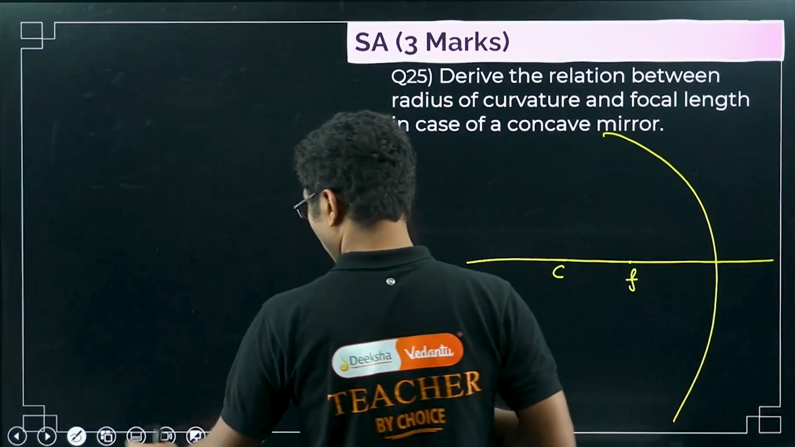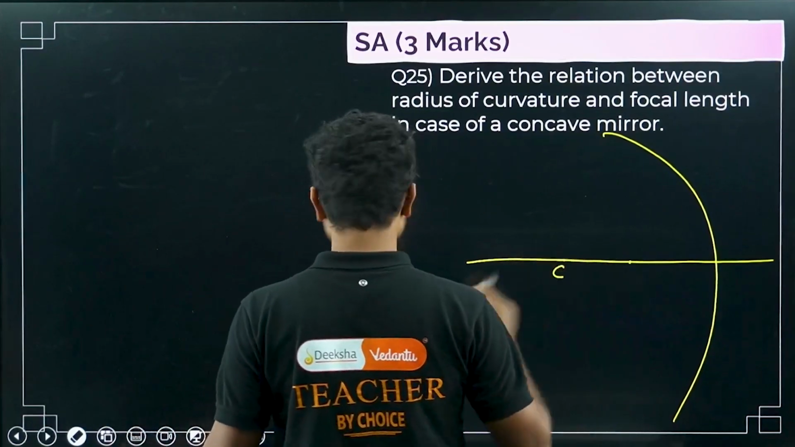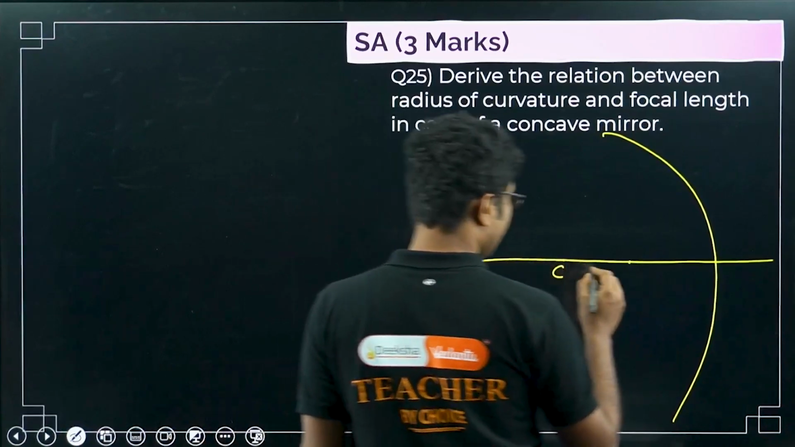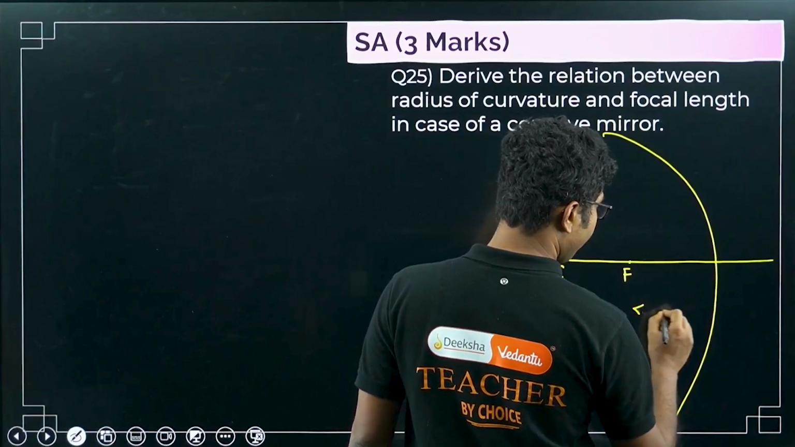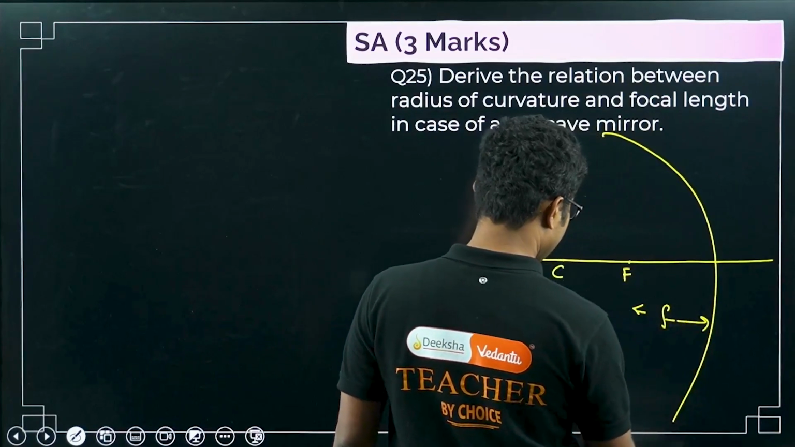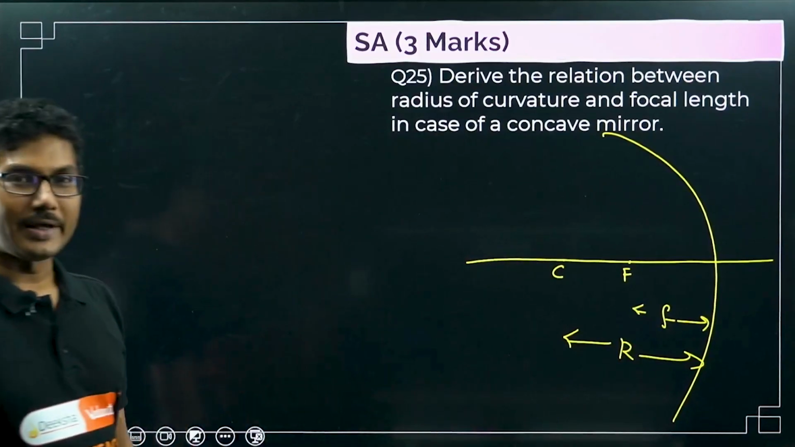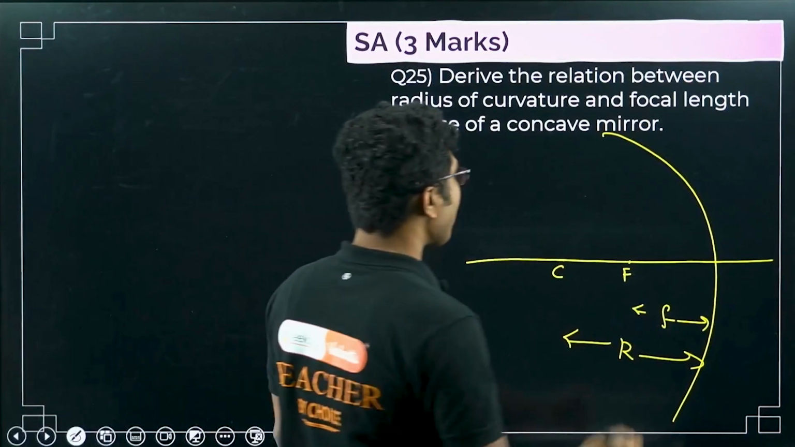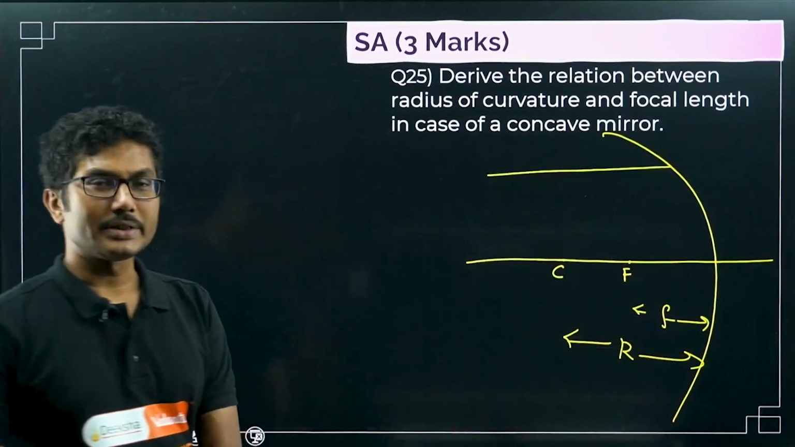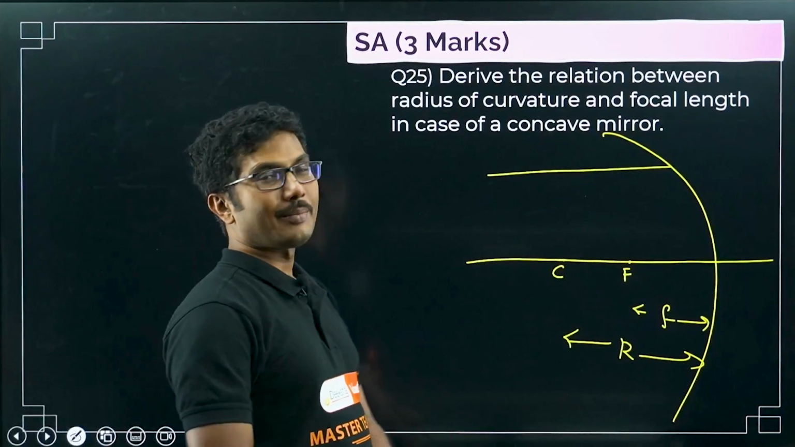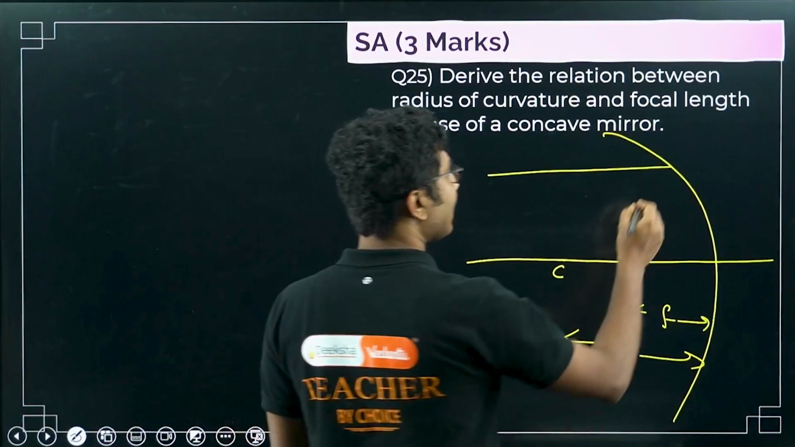Okay, so sorry, one mistake I made in this diagram is this should be capital F, not small f, because small f is the focal length. So this distance is small f, and this distance is capital R, radius of curvature and focal length. So we have to find the relationship between them. So what you have to do, first you have to consider a parallel ray. I have seen the students, they are drawing the diagram and they are not properly explaining the diagram. So that is very critical.